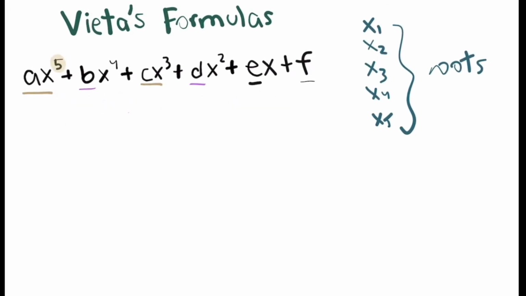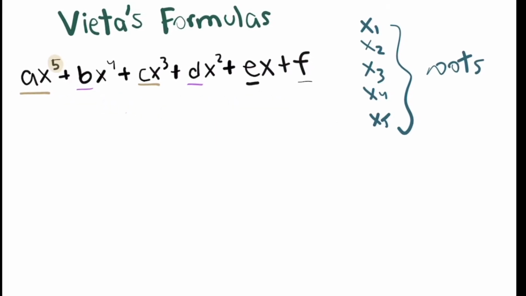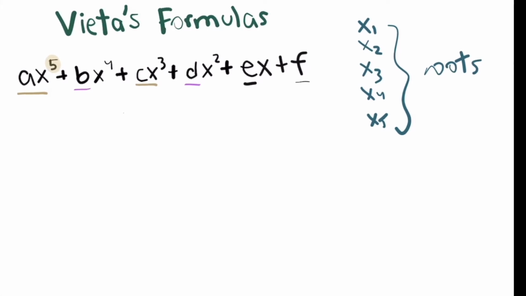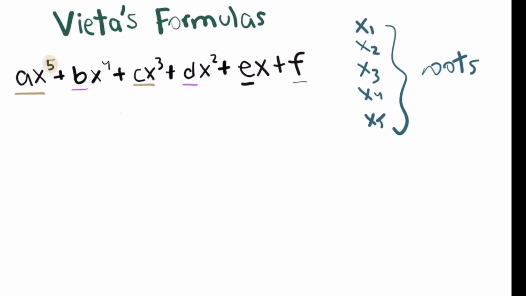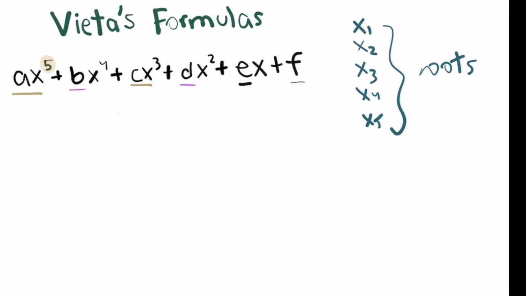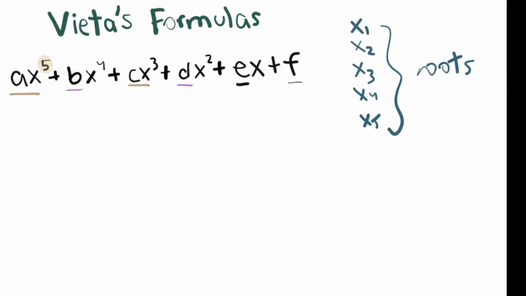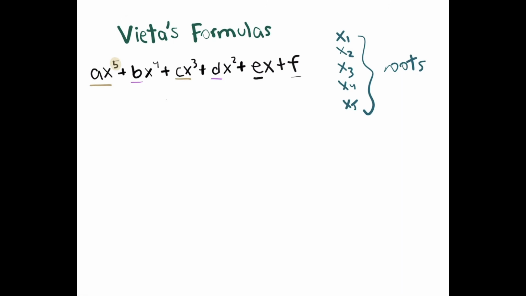Okay, so here's an example. This polynomial is to the power of 5, so there are 5 roots. They are labeled. Basically, Vieta's formulas gives us the relationship between the roots and the coefficients. So x1 plus x2 plus x3 plus x4 plus x5, the sum of them individually, equals negative b over a. Let me just highlight that.